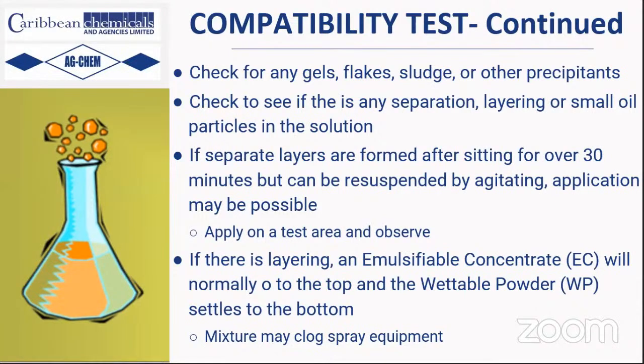Since this is a jar test, you can apply it on a test area and observe if there's any phytotoxicity on your crops, etc. If there is layering, an emulsifiable concentrate, as I told you before, the EC, will normally go to the top and the wettable powder settles to the bottom. This mixture may clog your spray equipment, so do not even attempt to spray once there is visible separation that will not mix out completely.